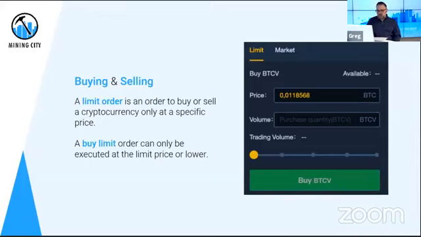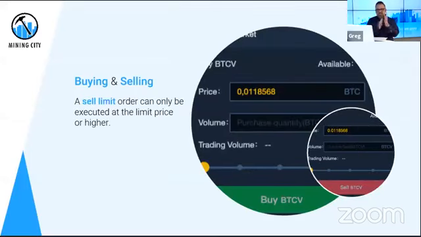Trading volume is the number of coins that are used in the trade. Volume is the amount of cryptocurrency you will get from the trade. In this case, Bitcoin Vault. The yellow line indicates how much of users' funds will be used in a trade. They can use 25%, 50%, 75%, or 100%, or anything in between. A sell limit order can only be executed when the price is exactly as set or higher.